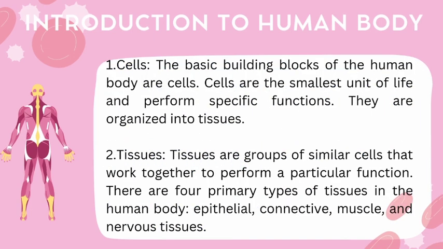First, cells. The basic building blocks of the human body are cells. Cells are the smallest unit of life and perform specific functions. They are organized into tissues. Second, tissues. Tissues are groups of similar cells that work together to perform a particular function. There are 4 primary types of tissues in the human body: epithelial, connective, muscle, and nervous tissues.